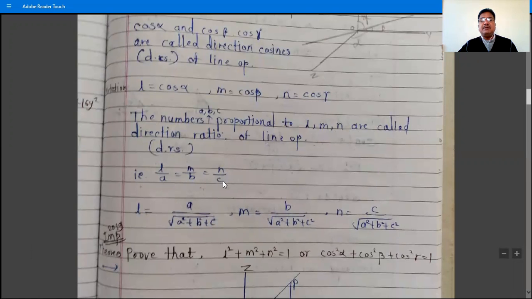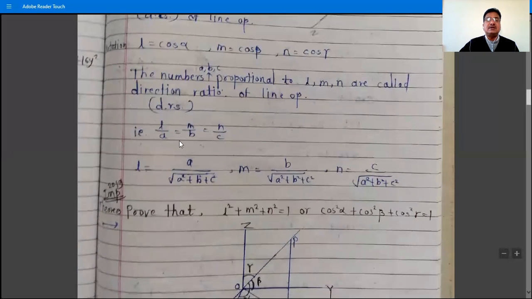If these a, b, c are proportional to L, M, N. That is, suppose L, M, N are 2, 3 and 4. The proportional numbers to 2, 3, 4: suppose we multiply 2, 3, 4 by 2, that is 4, 6 and 8. These are the numbers proportional to 2, 3, 4. So the numbers proportional to L, M, N, that is direction cosines, are called direction ratios. This is the relation between direction ratios and direction cosines.